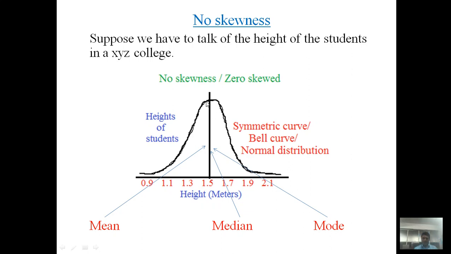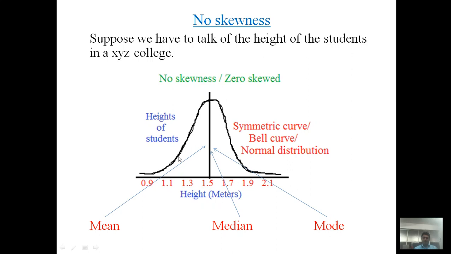That is, the number of students with height less than 1.5 meter and the number of students with height greater than 1.5 meters are the same. Roughly, out of 1000 students, say 500 students have a height between 0.9 meter to 1.5 meter, and there are say 500 students whose height is between 1.5 meter to 2.1 meter.